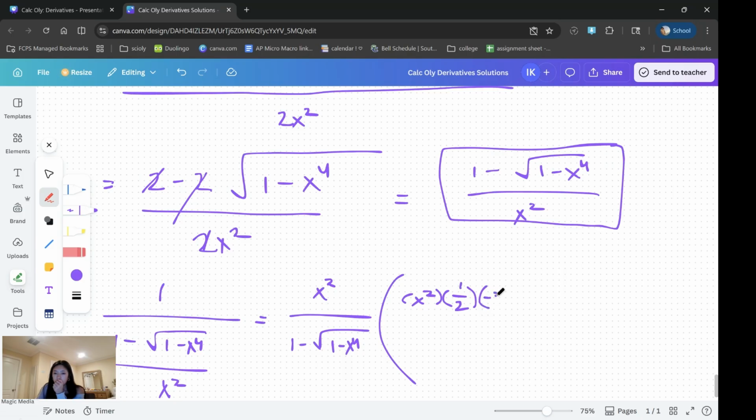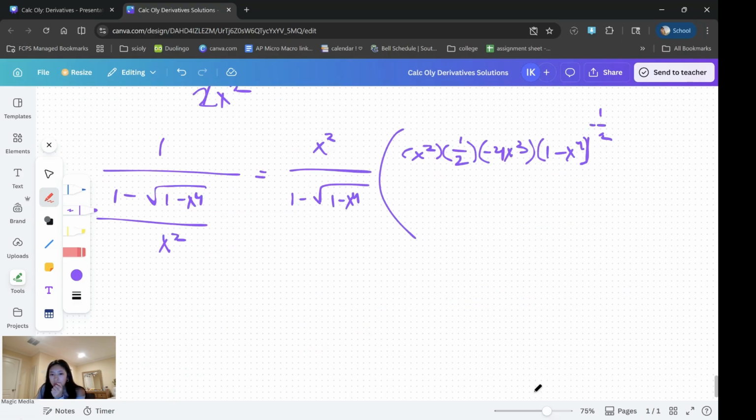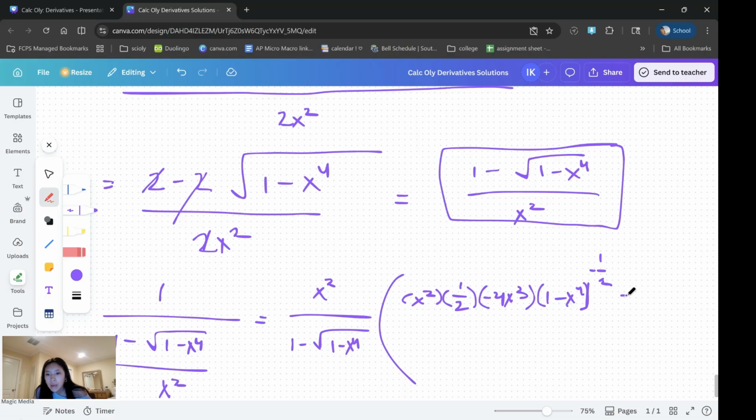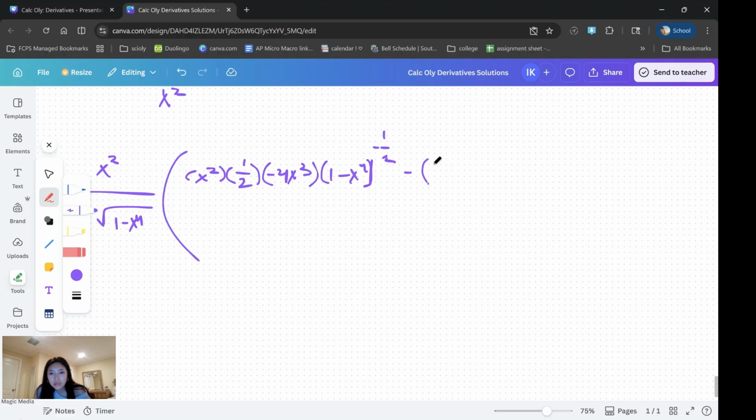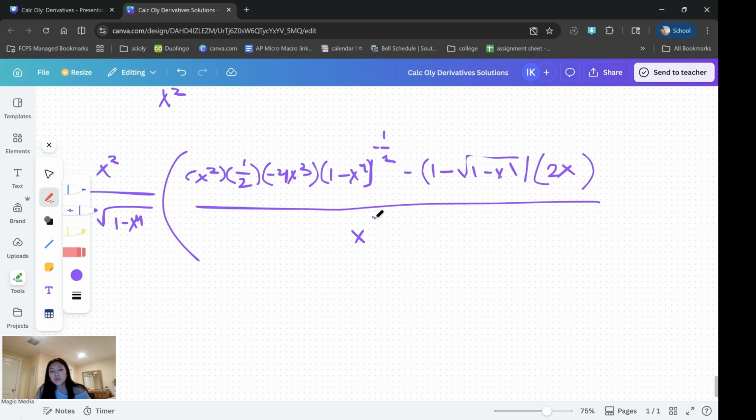times negative 4x cubed times 1 minus x to the fourth, this is to the negative 1/2. And then minus the top times the derivative of the bottom, all over bottom squared.